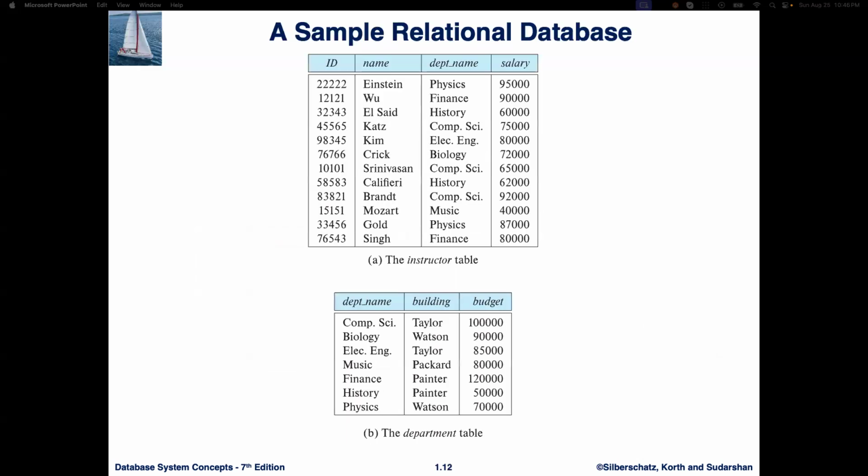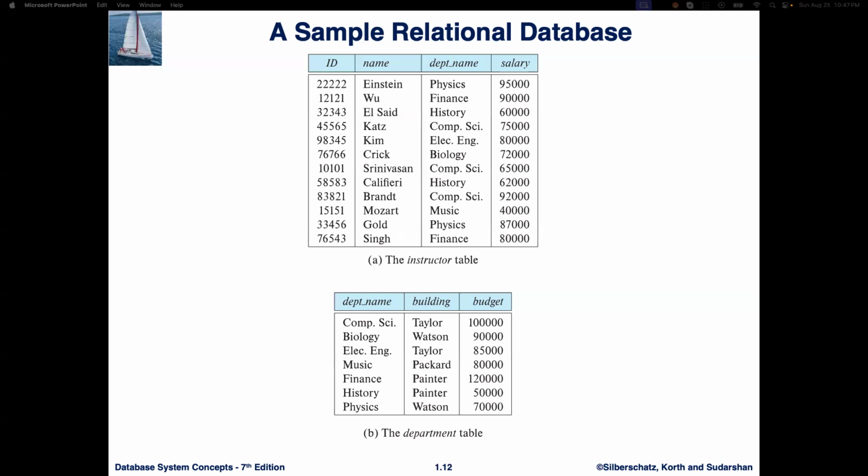To understand how relational databases organize and manage data, let's look at a sample relational database consisting of two tables, the instructor table and the department table. These tables illustrate how relational data can be structured and queried in a relational database. As we discussed earlier, the instructor table contains information about instructors. It has four columns: ID, name, department name, and salary. Each row in this table represents an individual instructor. For example, Einstein is an instructor in the physics department with a salary of 95 grand.